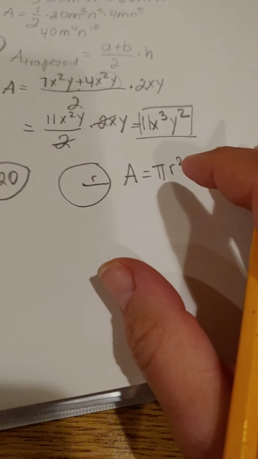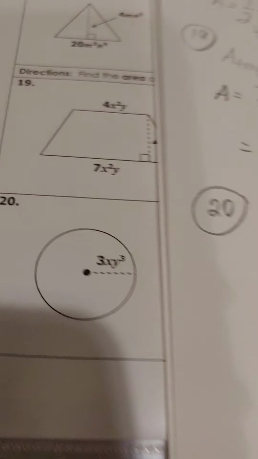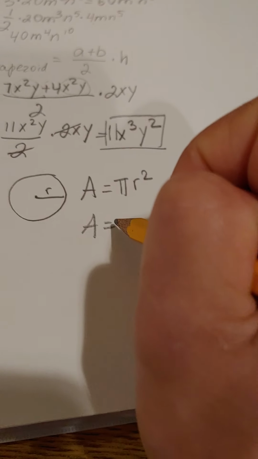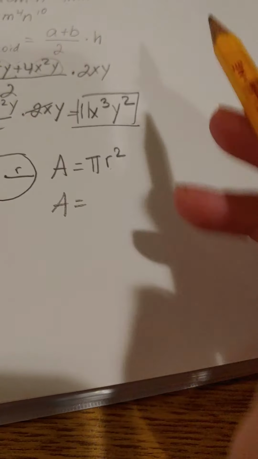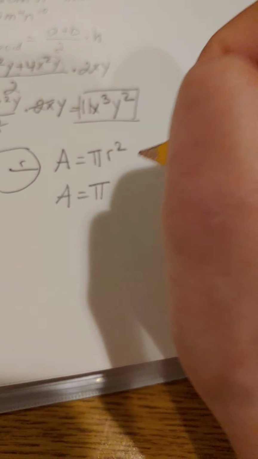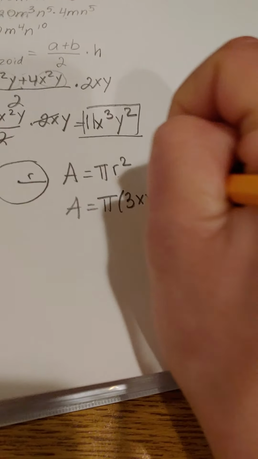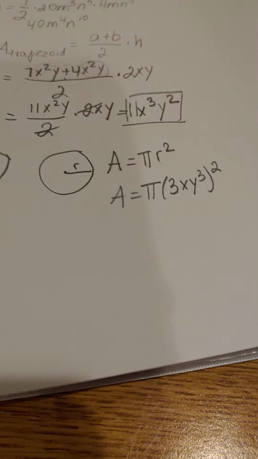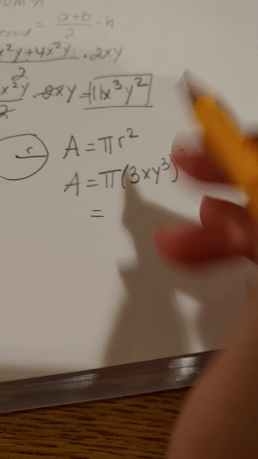Okay, so in our case, my r is 3xy to the third power. So all I have to do, I have to plug in this 3xy to the third power instead of r. So I'm going to leave pi alone, and I'm going to plug in 3xy to the third power for r, for radius, and then I'm going to simplify this, and then that's how I get my answer.